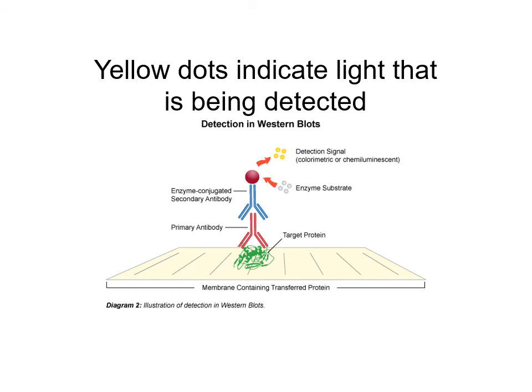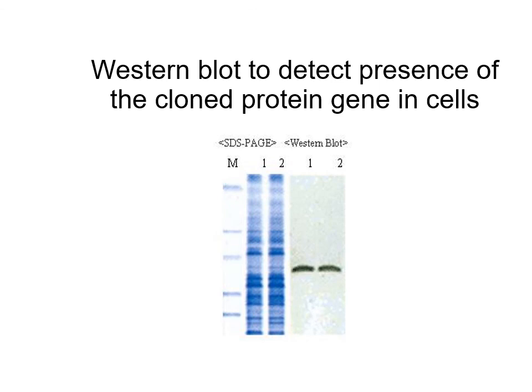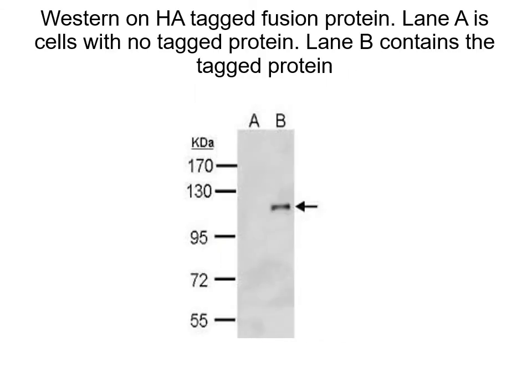Okay, another picture of the same thing. And here's another picture of a Western blot to remind you. But this one was authentically done with an HA-tagged fusion protein. Lane A has the same cells but with no tagged protein, and B is a control containing the tagged protein. And this is a blot that was probed with the anti-HA antibody, and that was detected with an HRP chemiluminescent system.